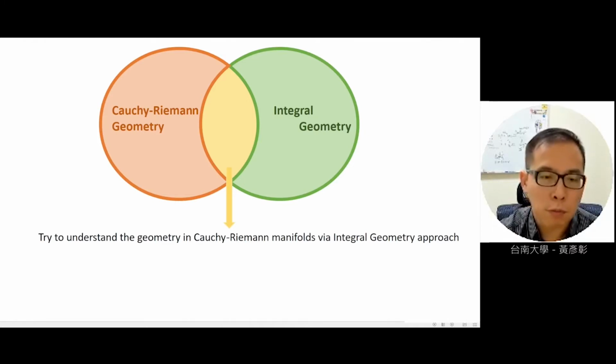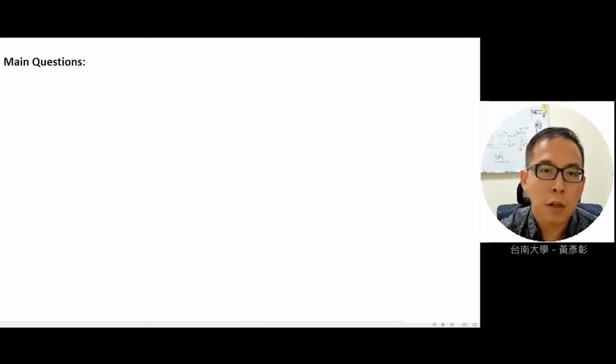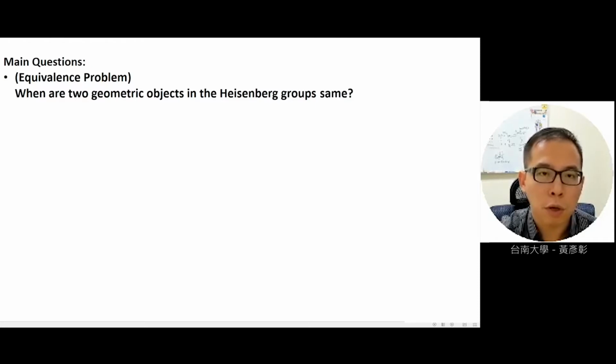integral geometry formulas. In particular, I focus on the study of Heisenberg groups, Hn, which is a special case of Cauchy-Riemann manifolds. There are two main questions in my research. The first one is the equivalence problem. We ask, when are two geometric objects in the Heisenberg groups the same?